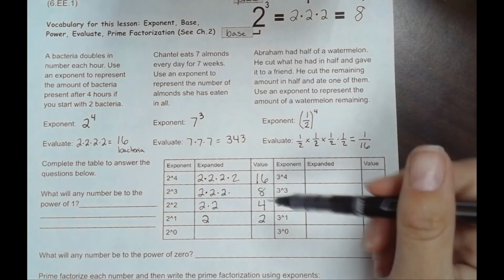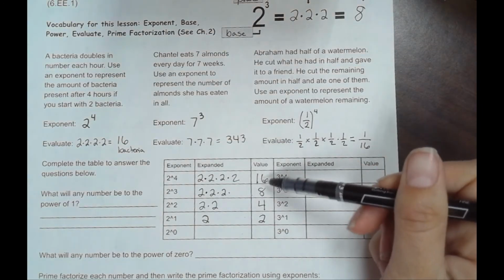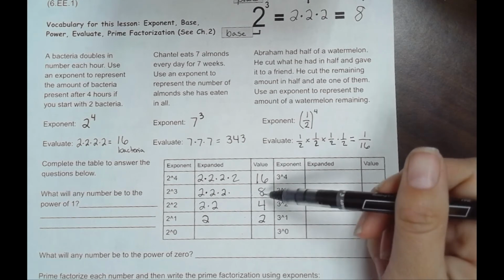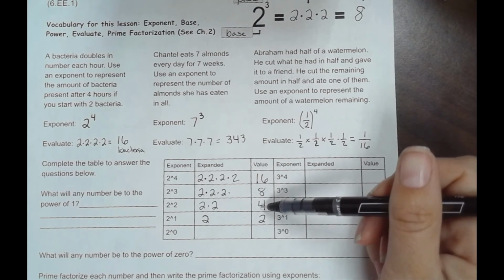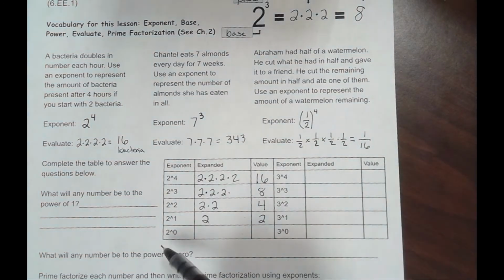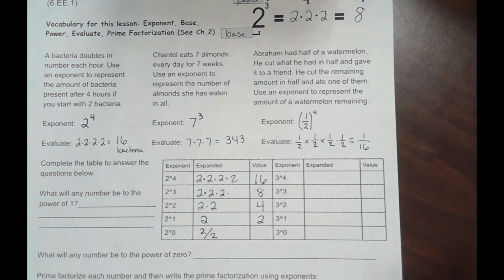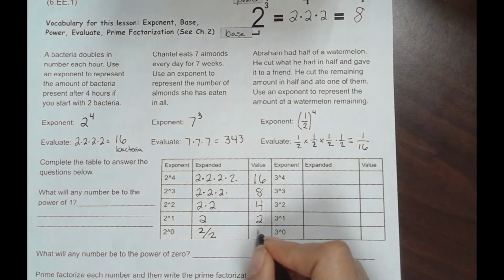Let's see if you can find a pattern in these numbers. So this is half the size of this one. Divide this by 2 would give me 4. Divide this by 2 would get me 2. So what does 2 to the 0 power mean? It actually means 2 divided by 2. Well, what happens when you divide any number by itself? You get 1.